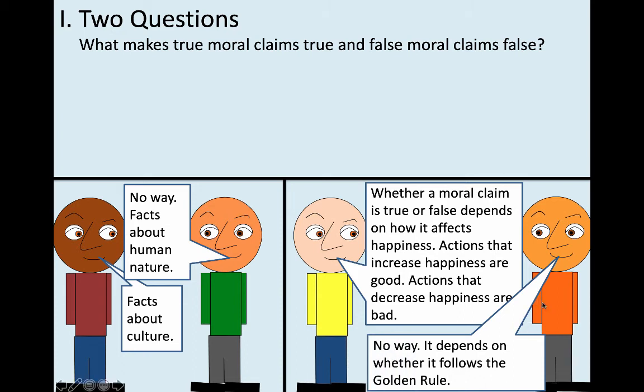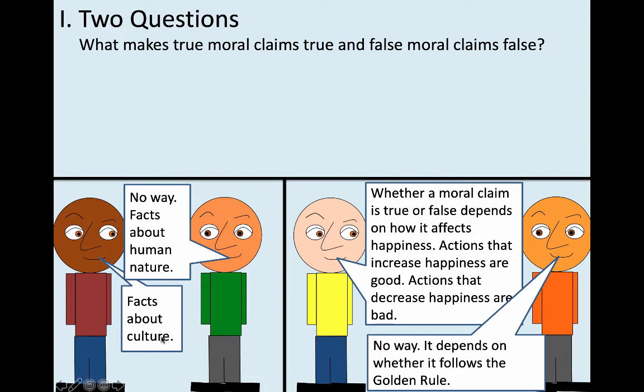Here we have Orange, and Orange offers a competing answer. Orange says, no, it's not that an action that increases happiness is good and one that decreases happiness is bad. Instead, actions are good if they follow the golden rule, do unto others as you would have them do unto you, and they're bad if they violate that rule. Well, again, this doesn't tell you what makes the golden rule worth paying attention to. It doesn't tell you what makes the golden rule important. It just says the golden rule is the most general moral principle.